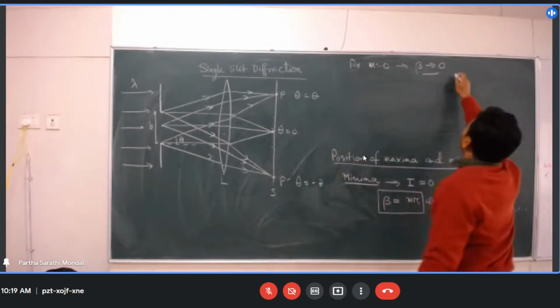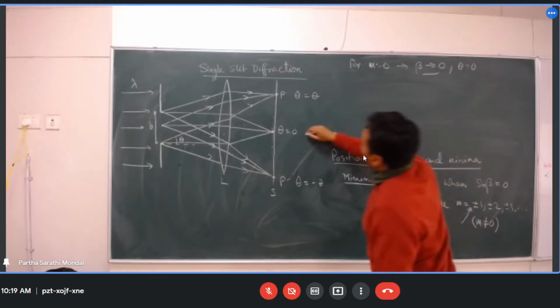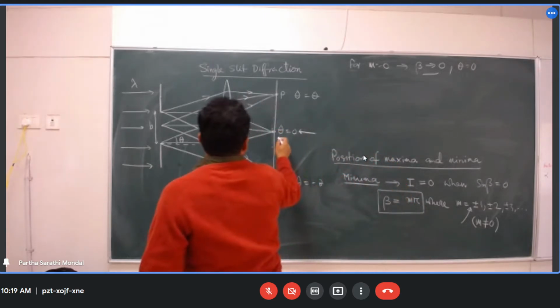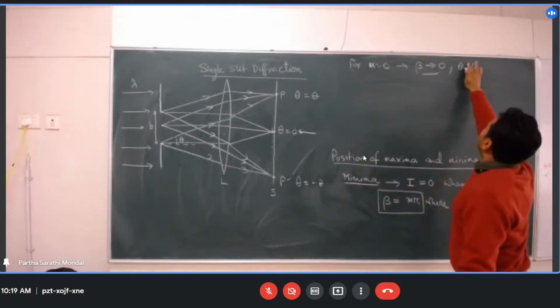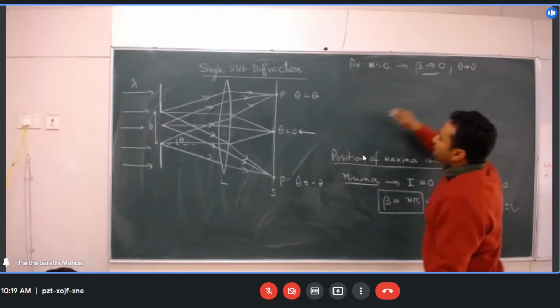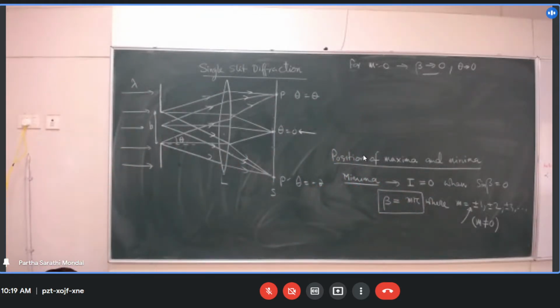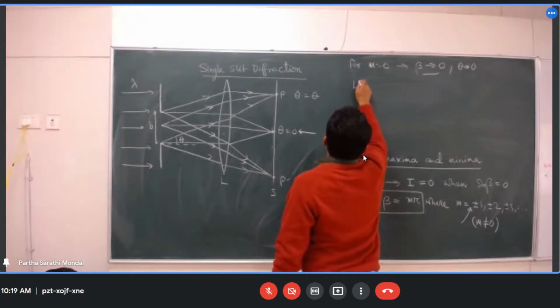Theta equal to 0 means what? Beta equal to 0 means theta equal to 0. That means I am talking about this point. Obviously, 0 degree. That means if beta tends to 0, it is close to this point. What will be the intensity? So if I want to calculate it, you have to put a limit here. So limit beta tends to 0.